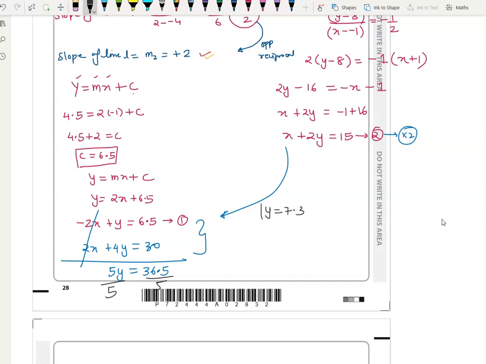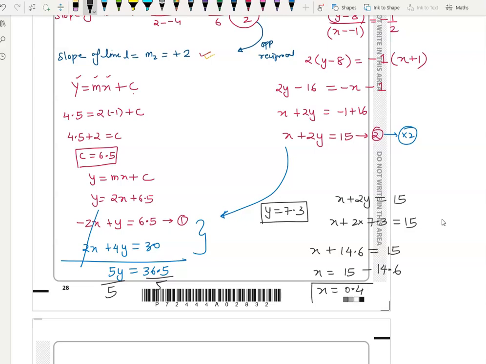We need to find the value of x, so we can substitute in any of the equations. Let's take the same equation here: x plus 2y equals 15. So x plus 2 times the value of y, 7.3, equals 15. So x plus double of 7.3, which is 14.6, equals 15. Subtract 14.6 from both sides, so we get 15 minus 14.6. So the value of x is 0.4. So we got both the coordinates x and y. So we can write here the coordinates of point E: x coordinate is 0.4 and y coordinate is 7.3.